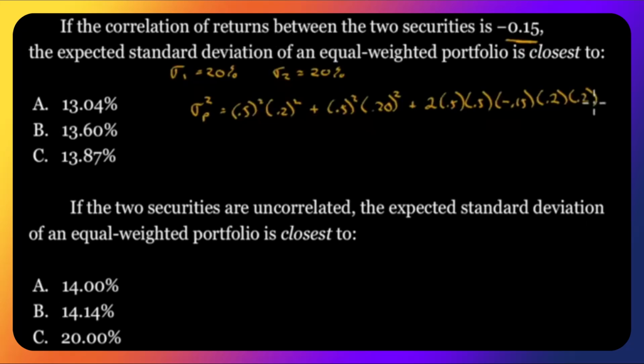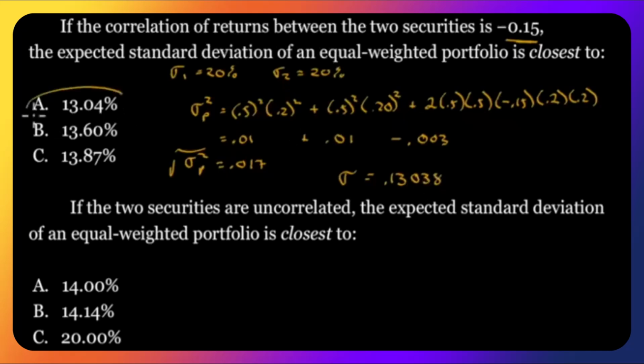I think you can see from here on in that's really just calculator work. It equals 0.01 plus 0.01, and we'll have a negative in here, 0.003, and that'll give us 0.017, but keep in mind that's the variance of the portfolio. We want the standard deviation of the portfolio, which means we take the square root, and we will get 0.13038. 13 and change, 13.04.